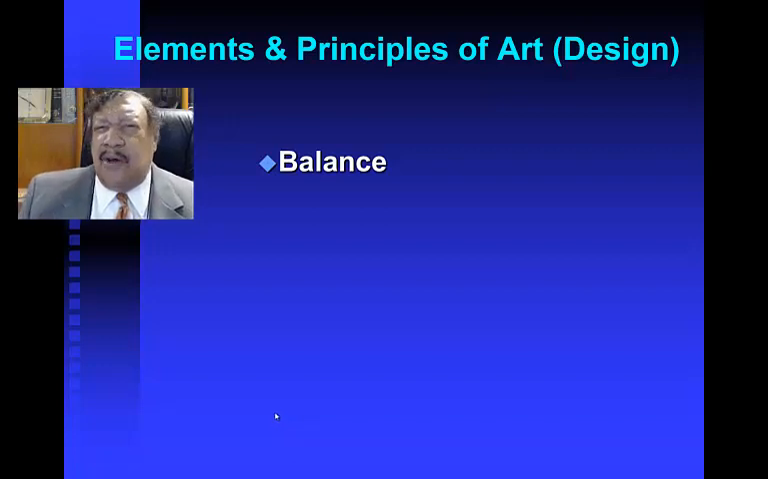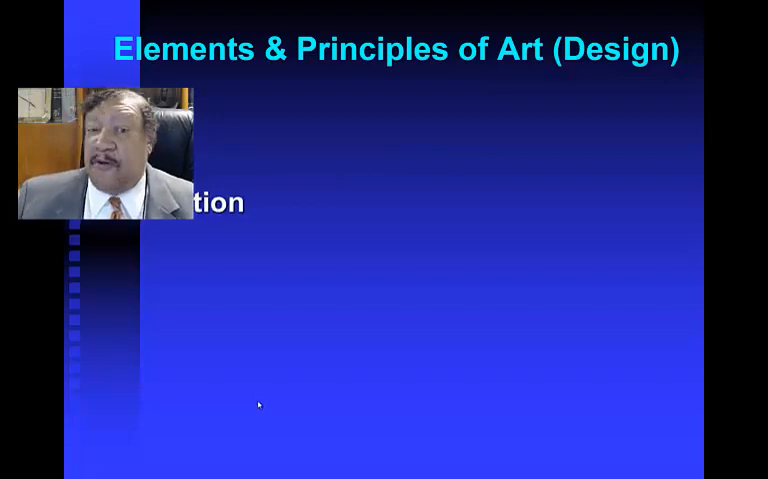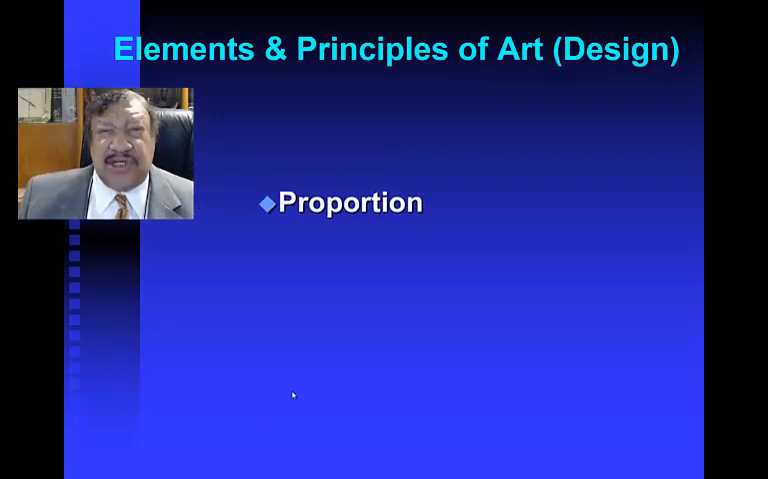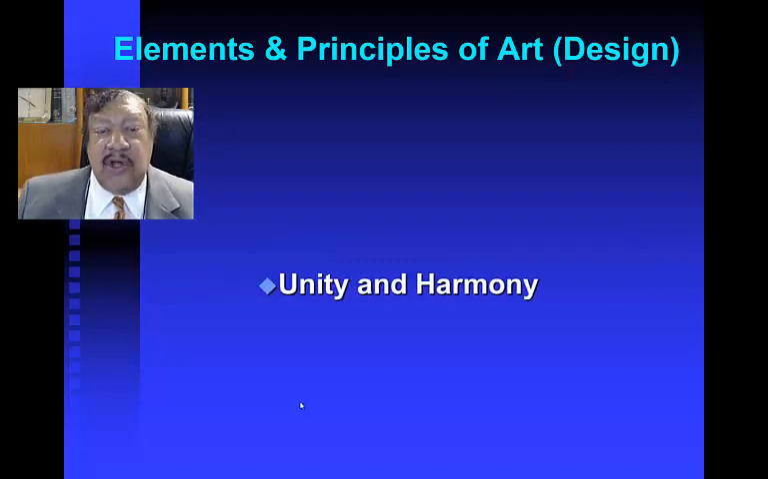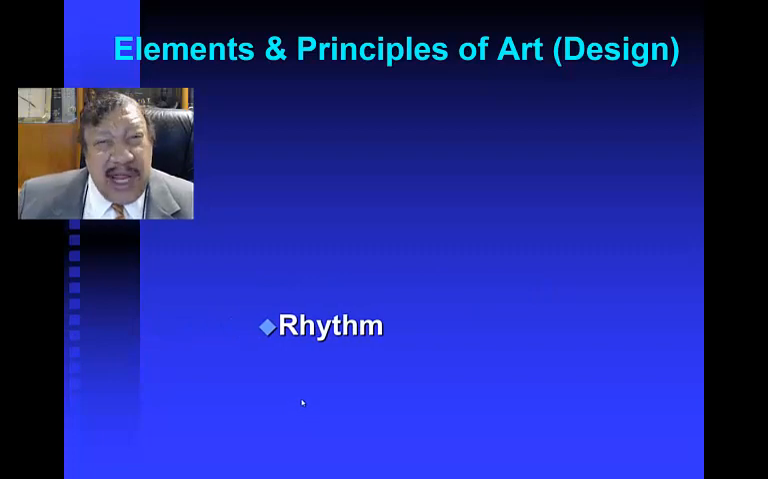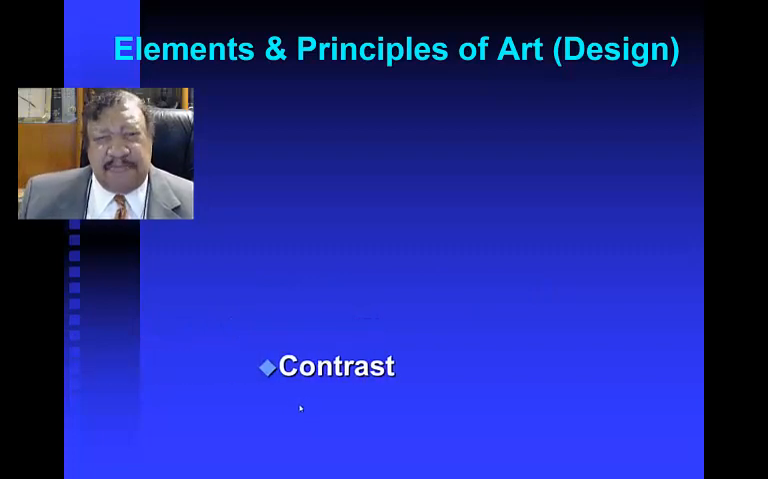But when we don't have symmetrical balance, if we have a big red painting on the right side of the room and a red pillow on the other, we have what is called asymmetrical balance. Proportion is a principle of art. Repetition and alternation. The eye likes to see colors and lines and shapes repeated. And the unity and harmony, rhythm, that's a principle of art.